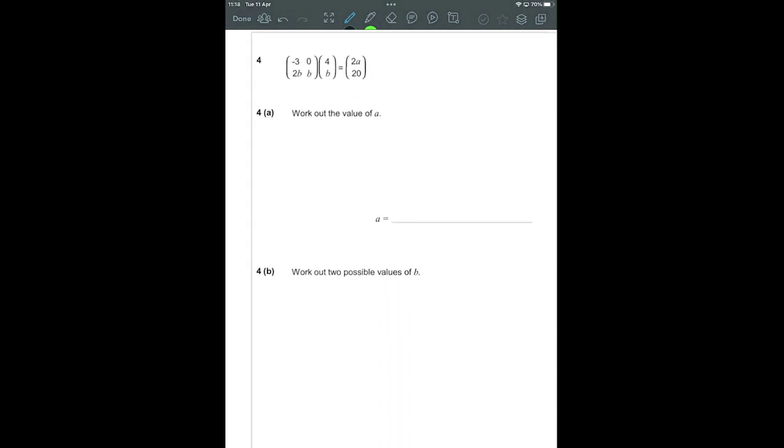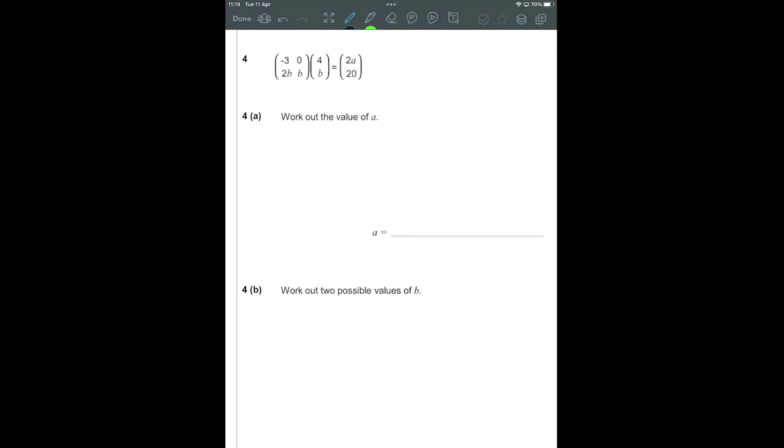Question 4. A matrix multiplication. Work out the value of A. Well, I'm going to start just by taking that left-hand side and expanding it out fully. Then I'll worry about what else I can do. Remembering that matrix multiplication, we do row times column. So the top there comes out as -12 plus 0b. Don't care about 0b. And then 2b times 4 plus b times b. And that is equal to the right-hand side, 20.